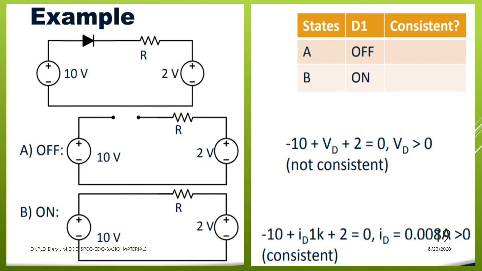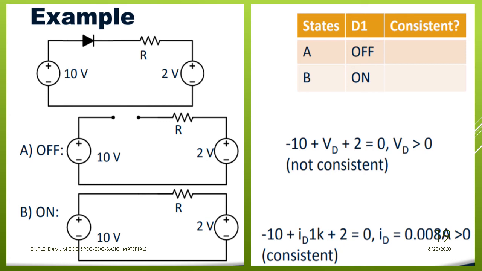So by applying KVL, and the resistance of the diode is 1K, then minus 10 volts plus ID into 1K plus 2 is equal to 0. With this, if you evaluate ID, you will get 8 by 1000, that is 0.008 amps, which is greater than 0. If ID is greater than 0, then we will consider that condition as consistent.